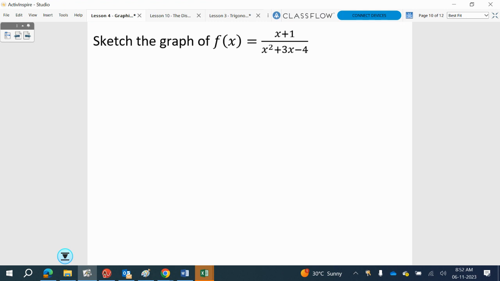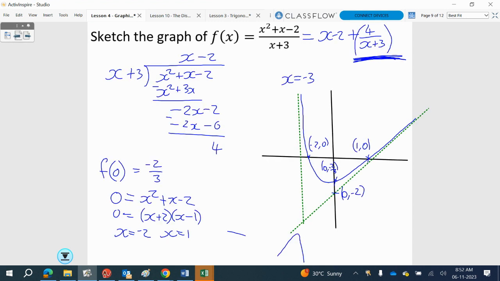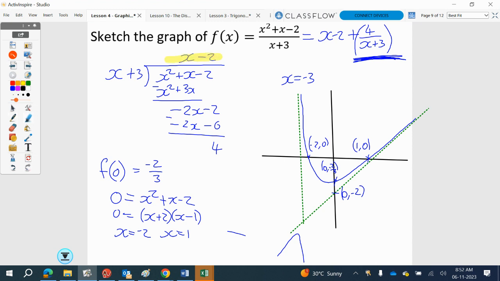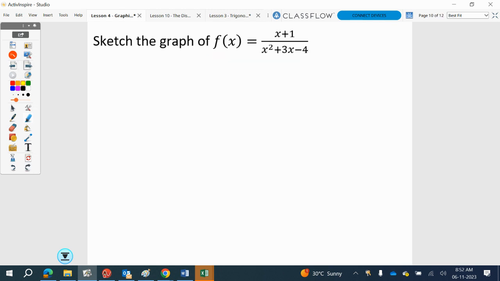It's 0. Whatever's on the top of the division. So the slant asymptote is the quotient. Yes, it is. What you get up there is the slant asymptote.